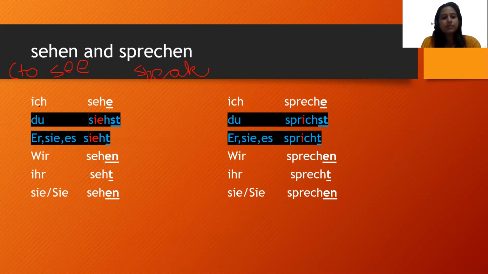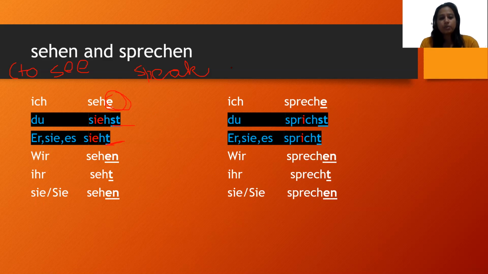Okay. So if you see sehen, ich sehe. So basically what happens is you delete the en and you add an e. Now du is slightly different. As I mentioned, this e will be changed by ie. The vowel is going to get exchanged, and the ending remains the same, st. And then again here in er/sie/es, the t ending is the same, but what is getting exchanged? The vowel. Rest, wir, ihr, sie remains the same.